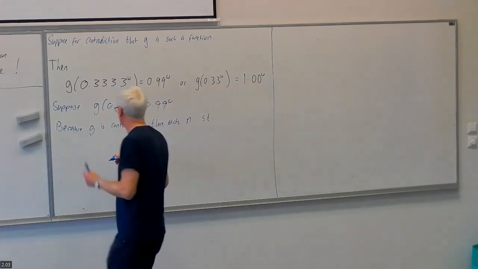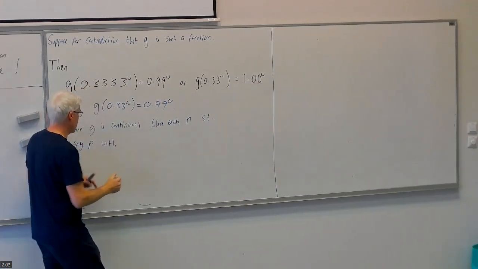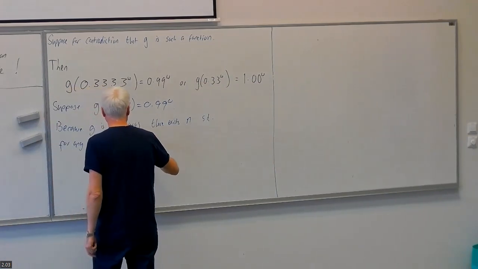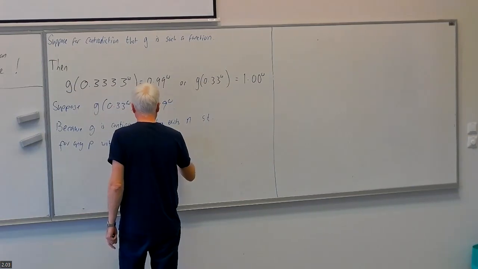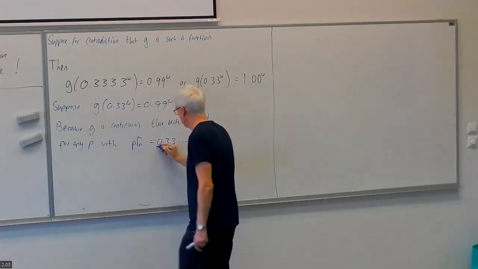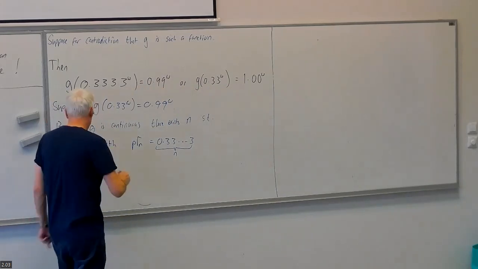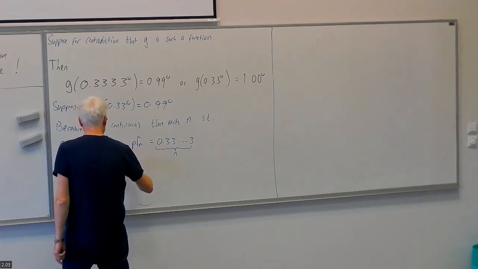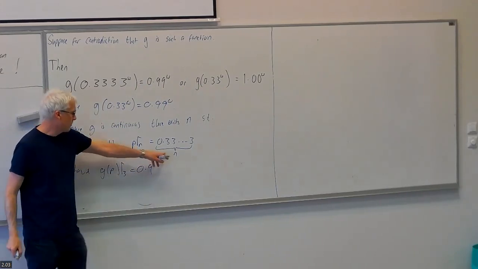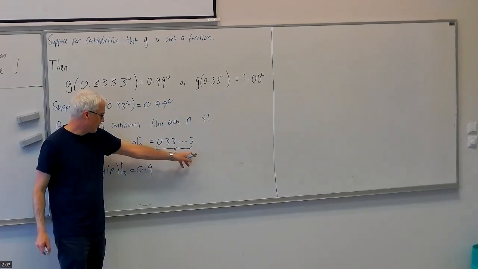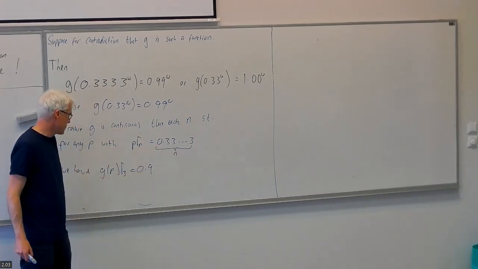such that for any P, an infinite sequence of input characters, with P restricted to n, the first n characters of P, equal to 0.333 and so on, we have that the first three characters of G of P are 0.9. Okay, so the output prefix 0.9 must be returned by only looking at finitely many symbols of the input sequence. So for any P that begins with those n characters, the output sequence begins 0.9.